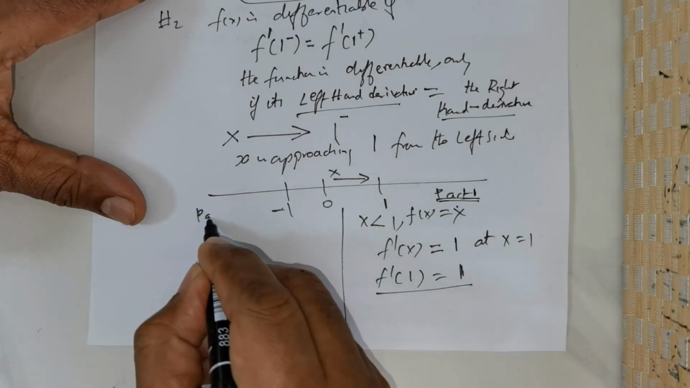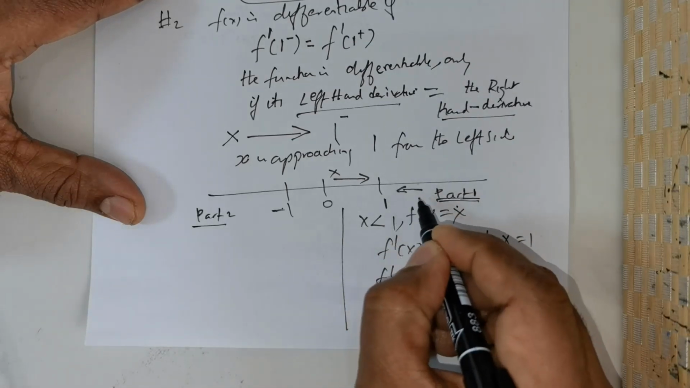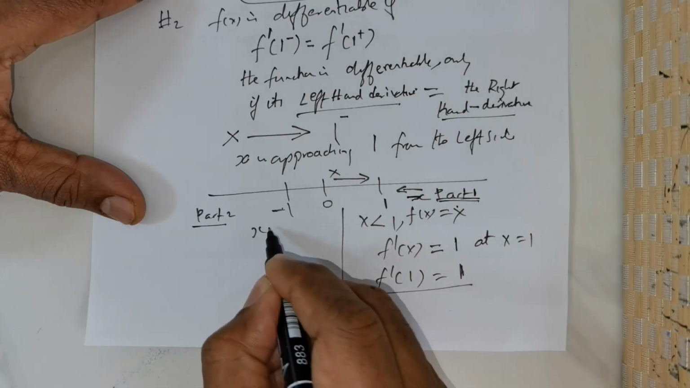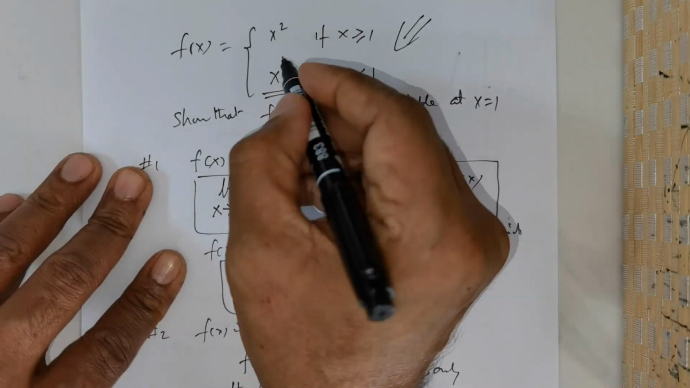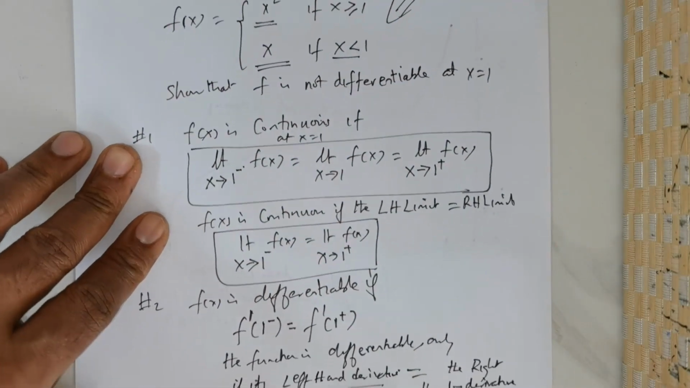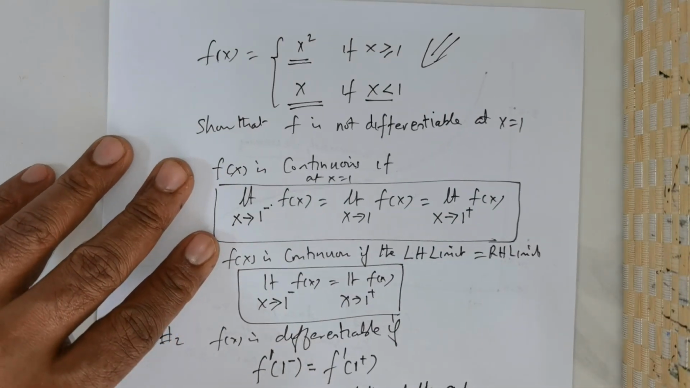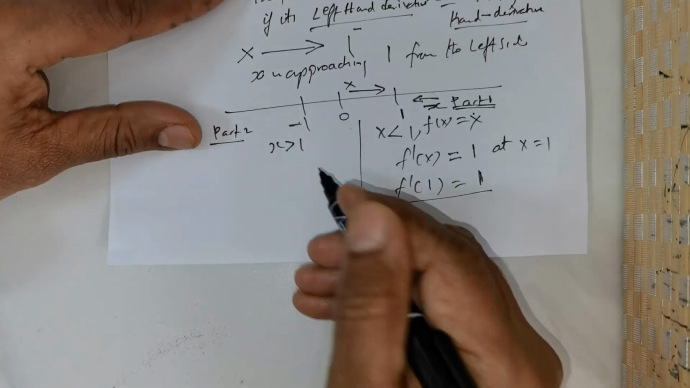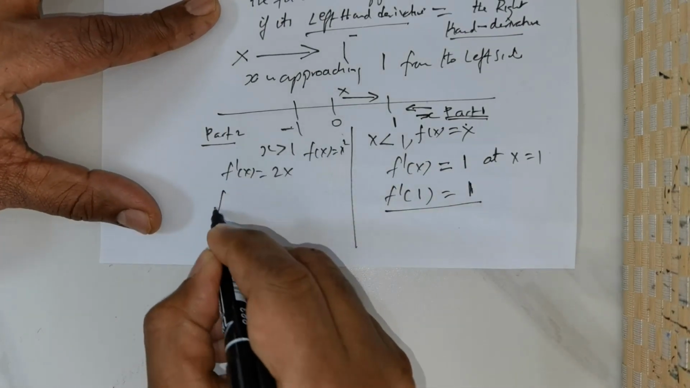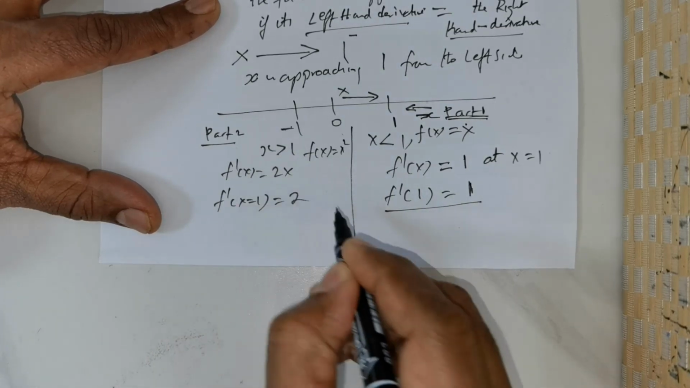Now go over here for the second part. Part 2. What is this part? x is moving towards 1 from the right side. So obviously x is going to be greater than 1. So go up here. What is the functional value? The function takes x squared when x is greater than 1. It says greater than or equal to 1, so it also includes when x takes the value 1 from the right side. So f of x is equal to x squared. Now find out what is f dash of x. That's going to be 2x. Now we are expected to find f dash of x when x is equal to 1. That's going to give me 2.